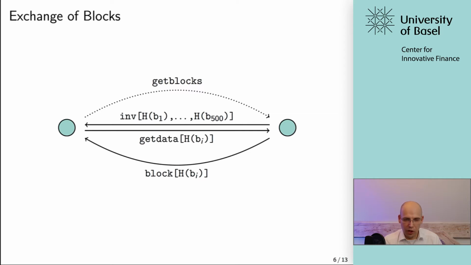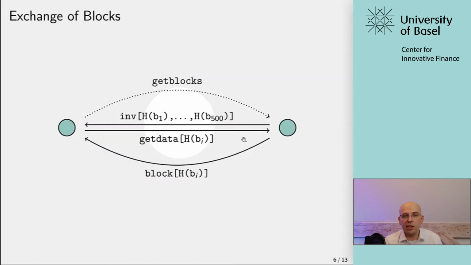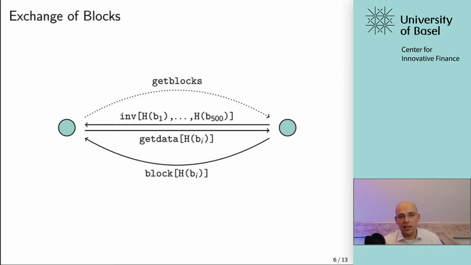So it's just much more efficient if you actually pull it, because right here, the inventory and the get data, that's just with identifiers. So that's just the hash values that identify the blocks. Only with the block message itself, that's just when you actually send the information. Okay, and that's why it is more efficient.